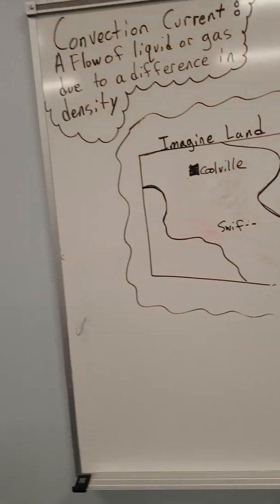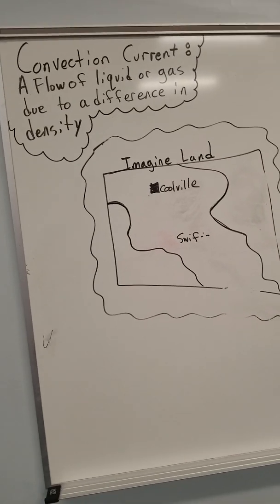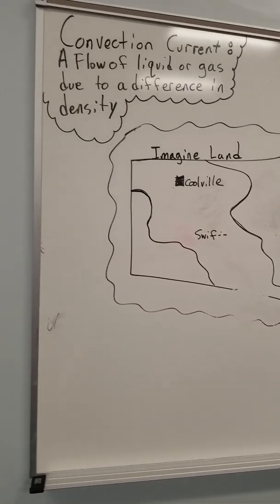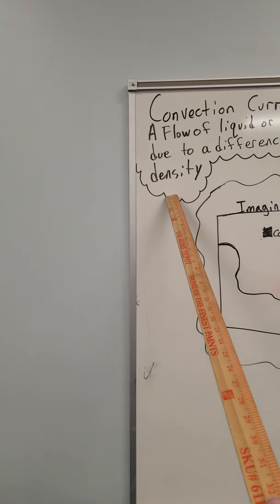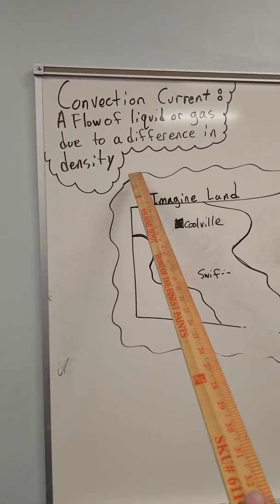All right, so we did an exit ticket today in science class, and a lot of people missed a lot of things, so I thought I'd make a video and send it home. First of all, we have the definition of convection current. It's the flow of liquid or gas due to a difference in density.